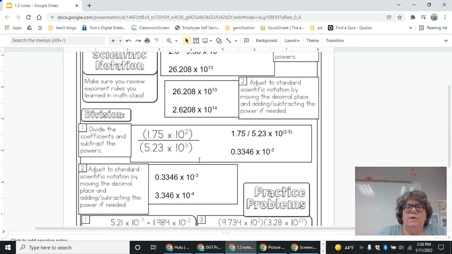Then, as always, we need to convert. We moved the decimal point one place to the right to go from 26 to 2.6. Add to the exponent, 13 to 14.